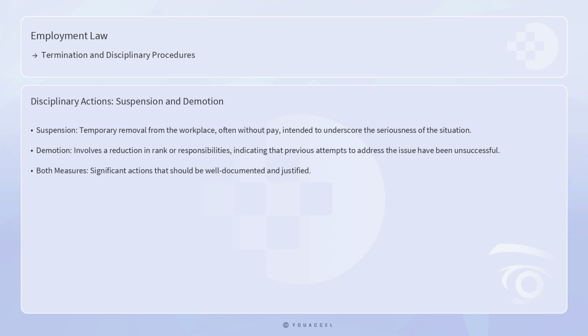If written warnings do not result in the desired improvement, the next steps may involve suspension or demotion, depending on the severity of the issue. Suspension is a temporary removal from the workplace, often without pay, intended to underscore the seriousness of the situation. Demotion, on the other hand, involves a reduction in rank or responsibilities. Both actions are significant and should be well documented and justified. They indicate that previous attempts to address the issue have not been successful and that more severe measures are necessary.